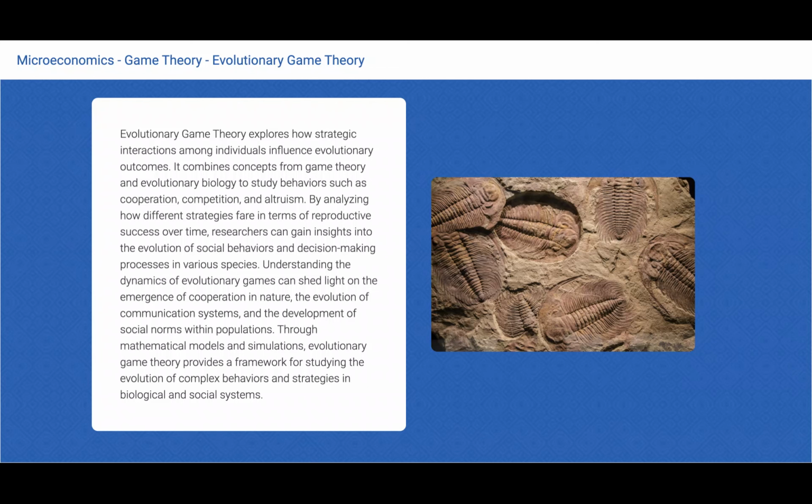Understanding the dynamics of evolutionary games can shed light on the emergence of cooperation in nature, the evolution of communication systems, and the development of social norms within populations. Through mathematical models and simulations, evolutionary game theory provides a framework for studying the evolution of complex behaviors and strategies in biological and social systems.